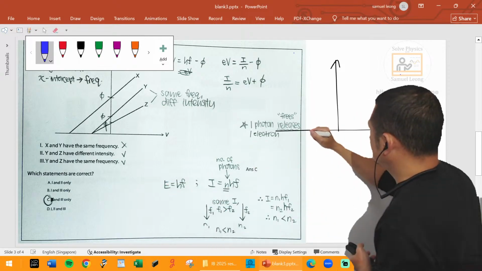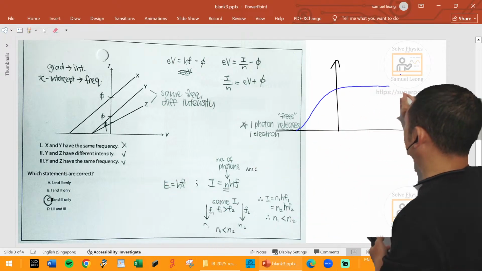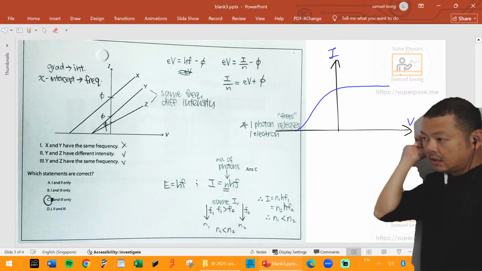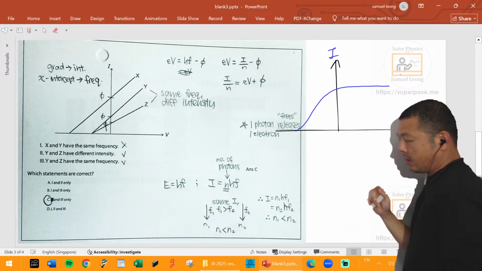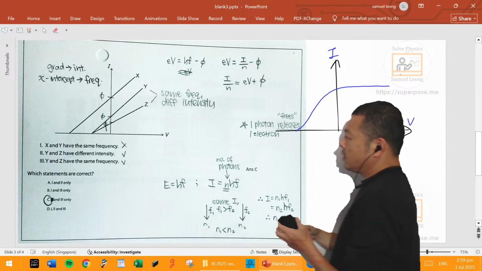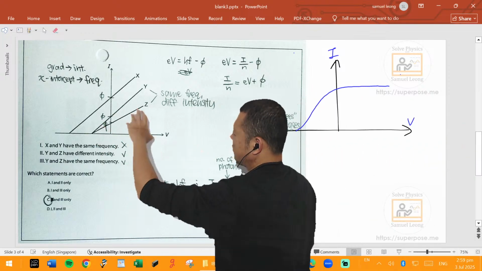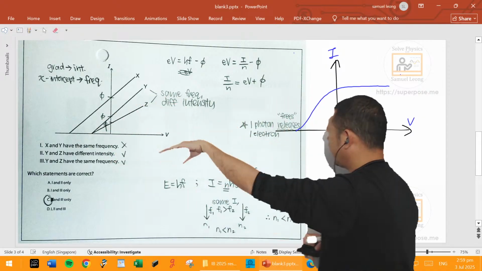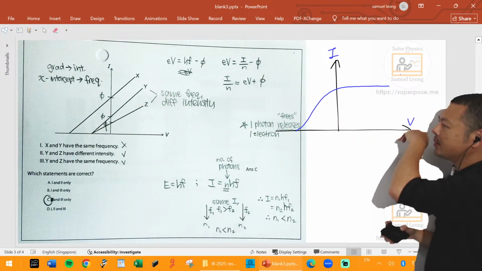Like this. The IV graph should look like this. I'm just telling you that the graph there is not quite right. But your teachers will just tell you, oh, the examiner wants it to look like that. You just accept it, right? Yeah, that's what they'll tell you.